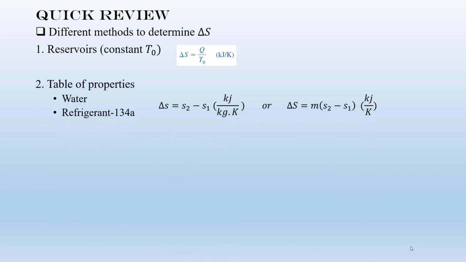For boiler and refrigerant 134a, we have tables of properties. So you can find S, entropy per unit mass, from the tables, and then you can find the delta S by just writing delta S, S2 minus S1. This second method is just valid for water and refrigerant 134a because you just have tables for these two substances.